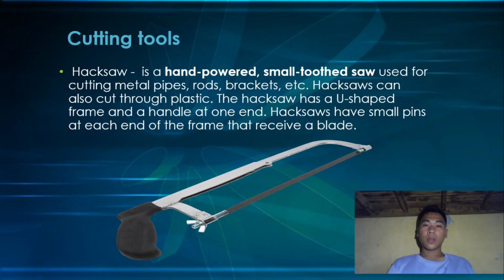So for cutting tools, we have a hacksaw. Hacksaw is a hand-powered small-tooth saw used for cutting metals, pipes, rods, brackets, etc. Hacksaw can also cut through plastic. The hacksaw has a U-shaped frame and a handle at one end. Hacksaw have small pins at each end of the frame that receive a blade.